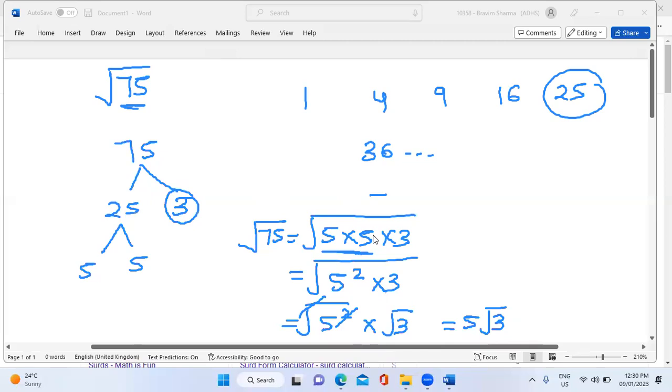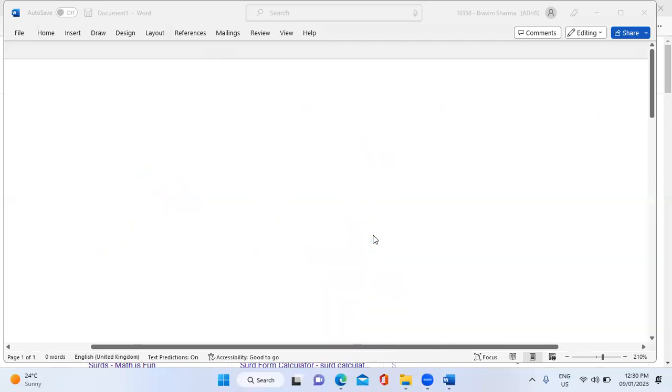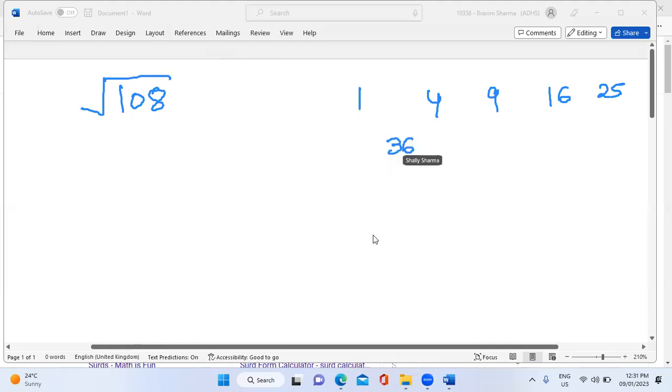And let's take one more example. And if you do not get which number we should multiply, you can stop there only. Let's say we have the number 108. You should be very good with the tables if you want to apply the first method, where we use the numbers like 1, 4, 9, then 16, 25, 36, and then 49, 64, and so on.